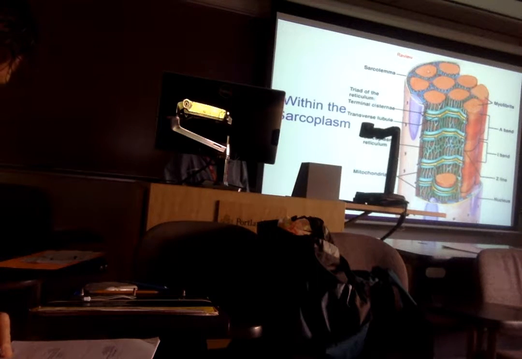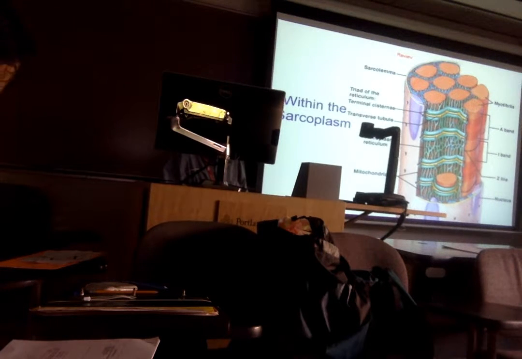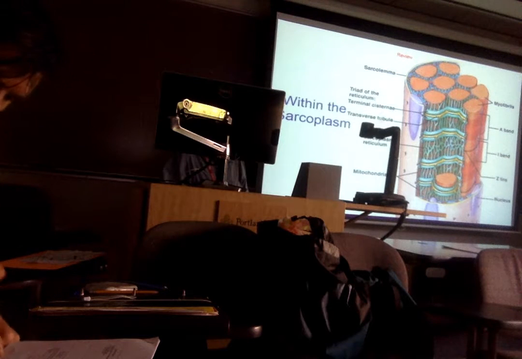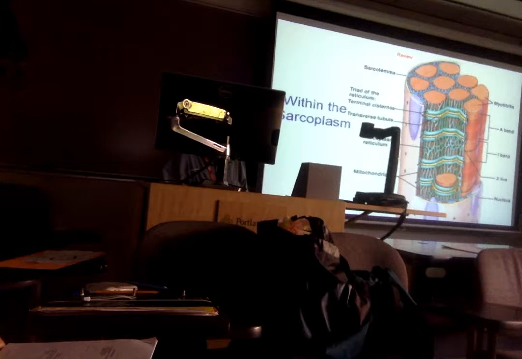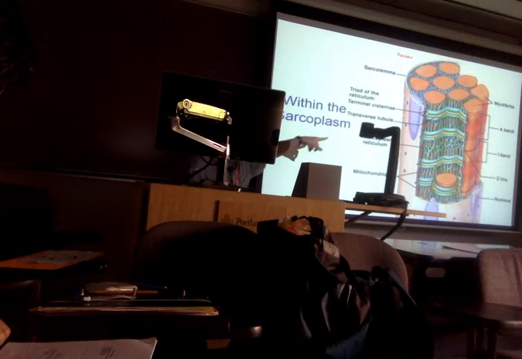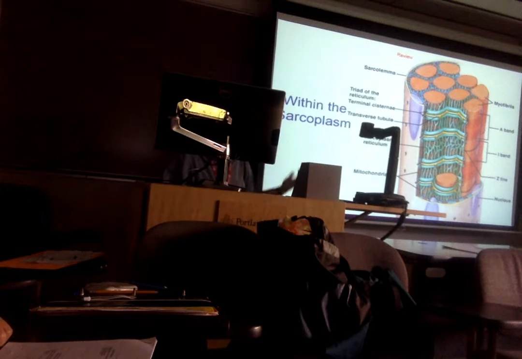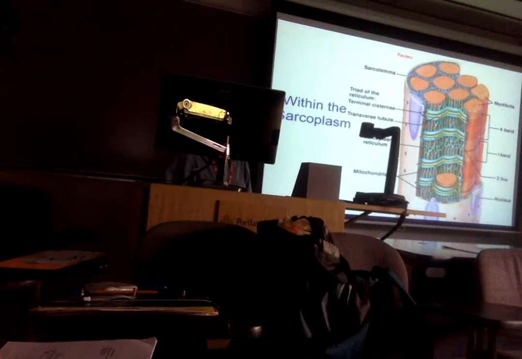So here's the review picture. You go sarcolemma, cell membrane. There are transverse tubules. It's called the triad, right? Transverse tubules and the terminal cisternae. Remember that stuff? Then I look at sarcoplasmic reticulum. Look at all that reticulum. What's that for? That's for storing calcium.